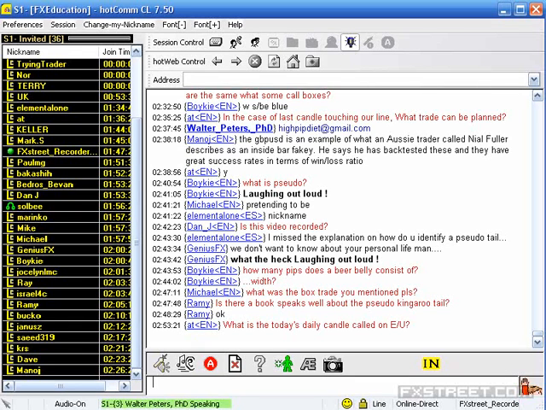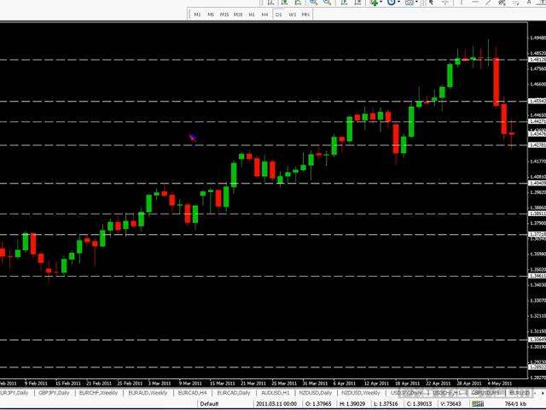What is today's candle called on the Euro US dollar? I had a Euro US dollar chart, didn't I? Well, let's look and see. What is today's candle called? I would call it a nothing candle. I don't know, AT. I can't come up with a good one. I don't know what to call it, to be honest.